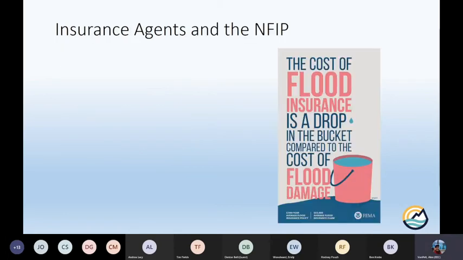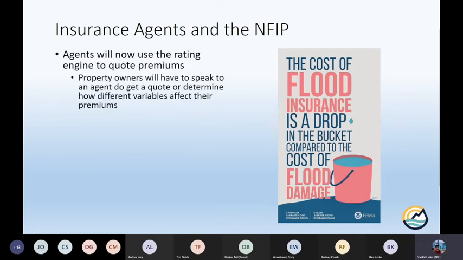And again, the big change for folks is going to be for the agents. So now they're going to use the rating engine with a lot of this information and data already baked into the engine itself. So when they quote premiums, a lot of the work is already going to be done for them.